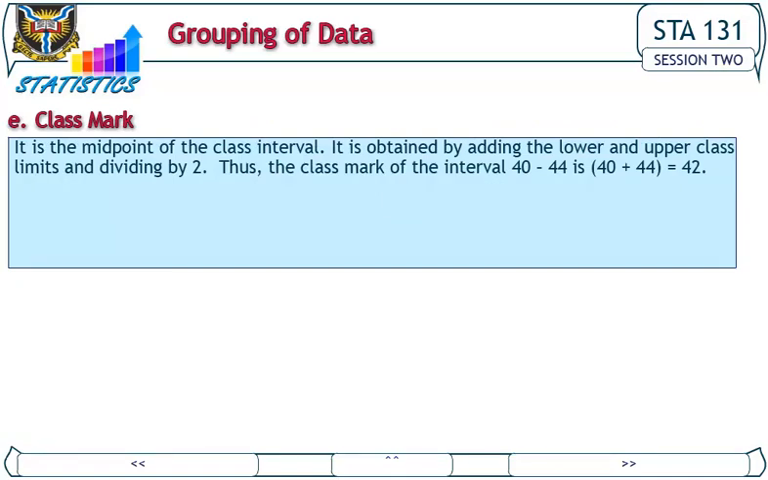E. Class mark. It is the midpoint of the class interval. It is obtained by adding the lower and upper class limits and dividing by 2. Thus, the class mark of the interval 40 to 44 is (40 plus 44) divided by 2, which is equal to 42.